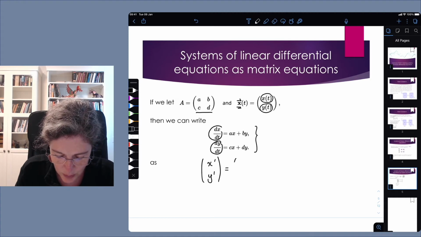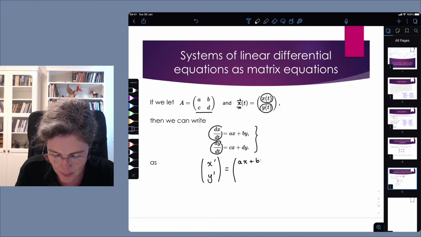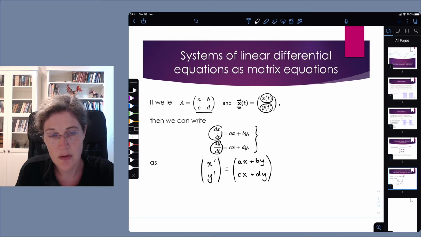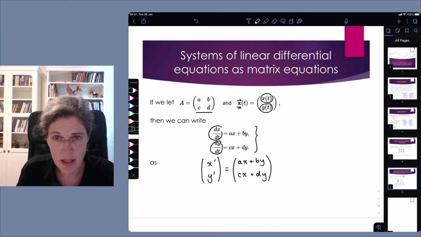And then I can also write each side, the right side of each equation, like so. Now I haven't done anything particularly spectacular yet. I've just basically taken two equations and turned them into one equation with a vector on either side.